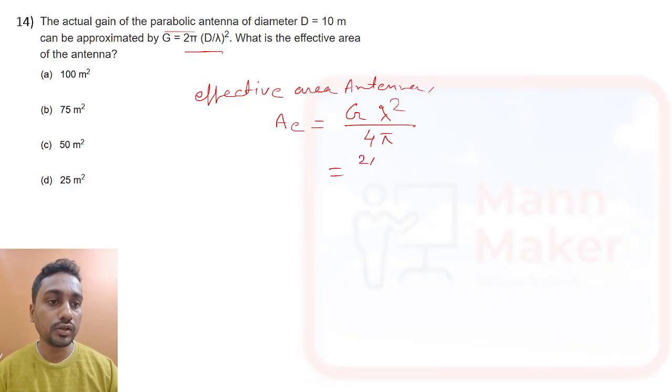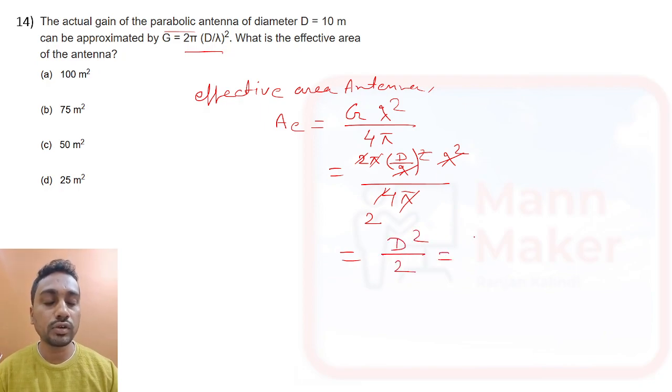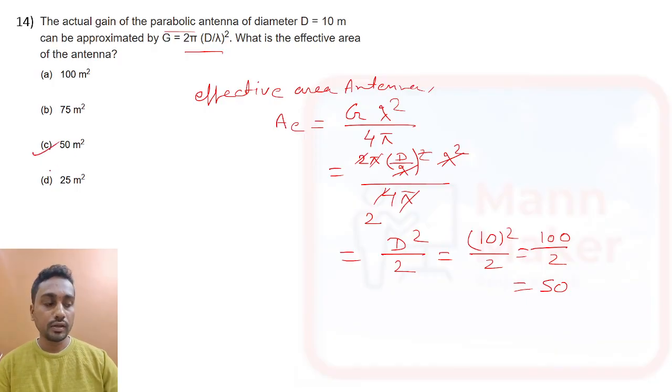We can put this one, 2 pi d by lambda whole square, and then lambda square. Okay, and this is what, 4 pi. This pi cancels, this 2, here it will come to, this is what, d square by lambda square. So this square and this is over. Now here it will come d square by 2. Okay, so d square by 2 is what? D value we know 10 meter. So this is 10 square divided by 2. 10 square is nothing but 100 divided by 2 equal to 50 meter square. Option C is the right answer.